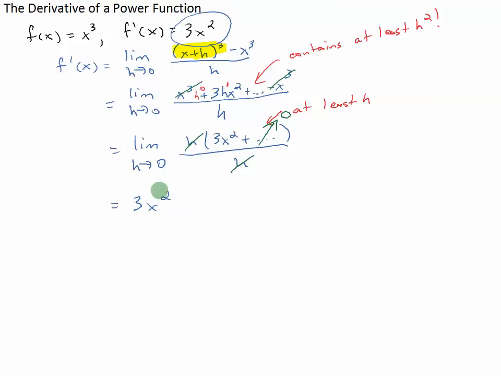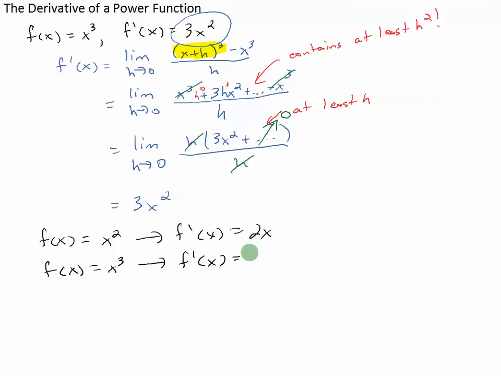Alright, if you did x to the fourth, you'd have the same thing. You'd have 4h x cubed here, right? So the general pattern, if you haven't caught on to it, so we have f of x equals x squared. The derivative is 2x. F of x equals x cubed. The derivative is 3x squared. F of x equals, and I just mentioned it, we haven't actually seen it worked out, but we could imagine that it would be 4x cubed.